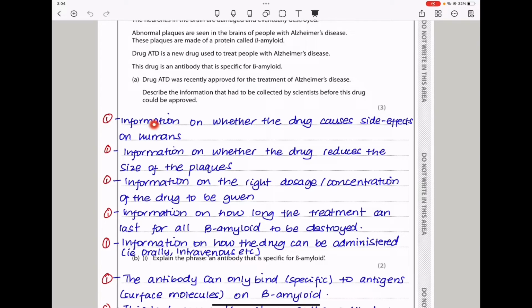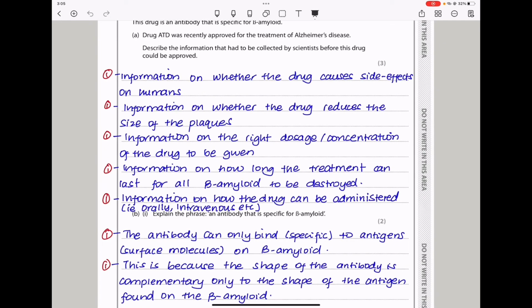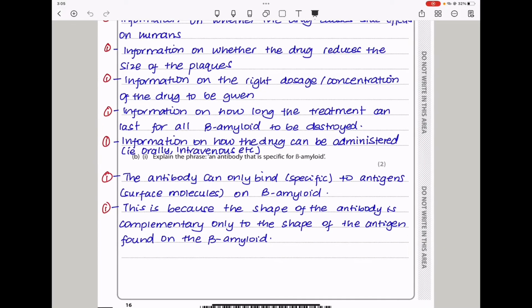So I said information on whether the drug causes side effects on humans, information on whether the drug reduces the size of the plaques, information on the right dosage or concentration of the drug to be given, information on how long the treatment can last for all beta amyloid to be destroyed, and information on how the drug can be administered. Is it going to be orally or intravenously? They have to find out about that as well.